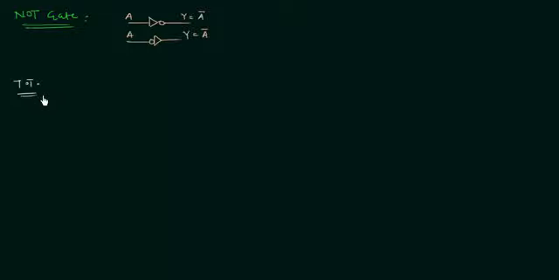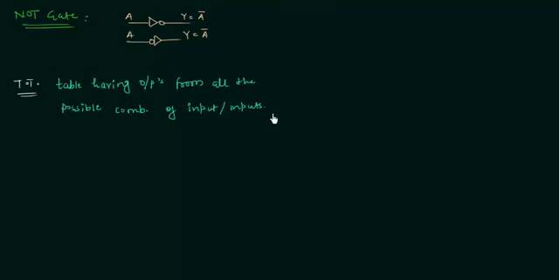But first I want to discuss what is truth table. Then we will see truth table for NOT gate. It is the table having outputs from all possible combinations of input or inputs. So let me write this down. It is the table having outputs from all the possible combinations of input or inputs. Right? So this is the formal definition for truth table.